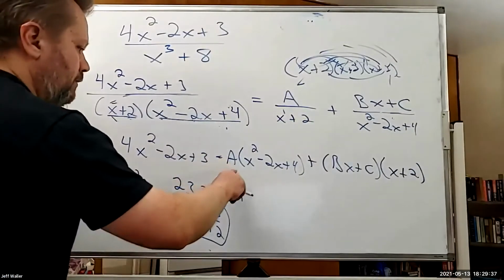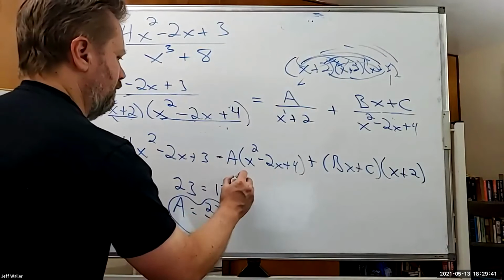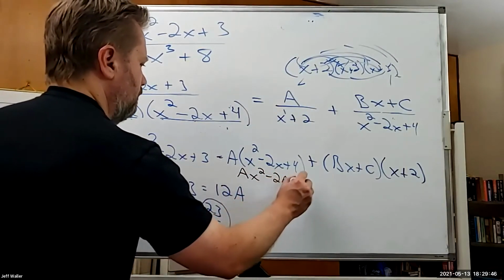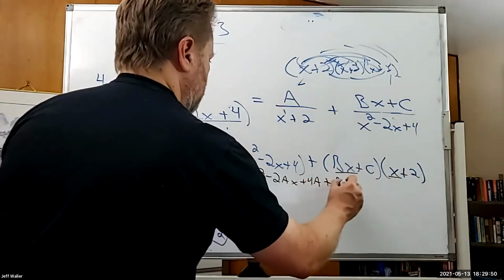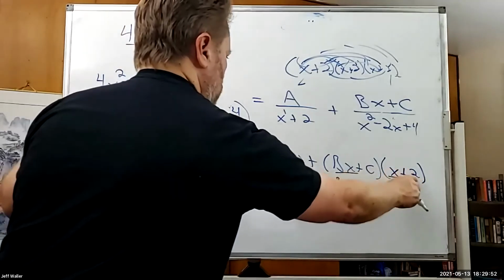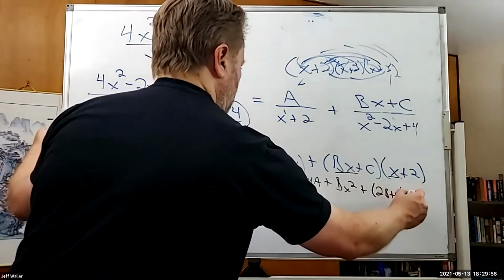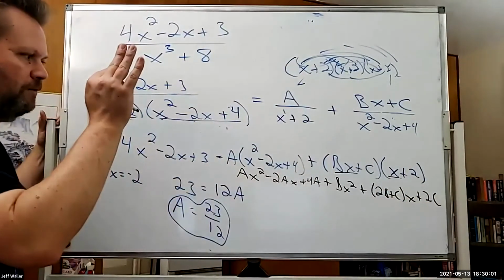is I'm going to go ahead. See, I already know what A is. So now let's see, ax squared minus 2ax plus 4a. All right, let's see if you guys trust me over here. Plus bx squared plus 2bx plus cx. So plus 2b plus cx plus 2c. Oh my God.